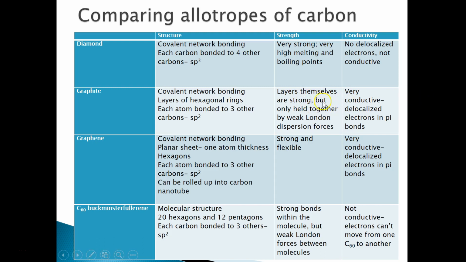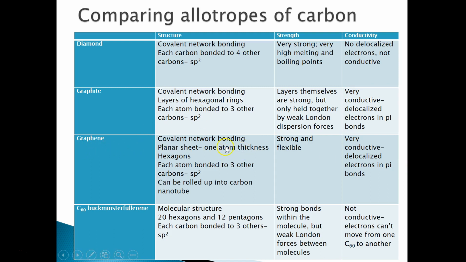Now, each layer itself is very, very strong, but because they're held together by weak intermolecular forces, it's really, really easy to pull them off. And because there are delocalized electrons, graphite is actually very, very conductive. We've actually used graphite in IB Chem 1 as electrodes.